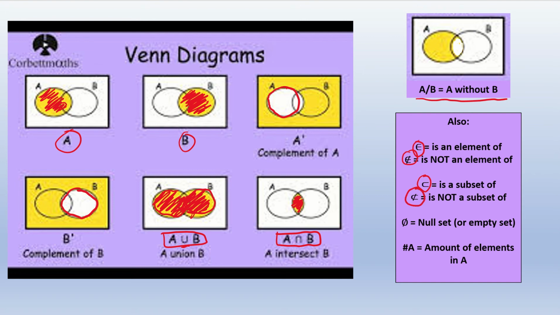The second one there is not a subset of, so it's the subset symbol with a line through it, like that. The null set is the empty set, so if there's any part of your Venn diagram when you've finished filling it in that is empty, you can denote that as the null set. It's also called the empty set, and you can also denote that with a set of empty squiggly brackets.